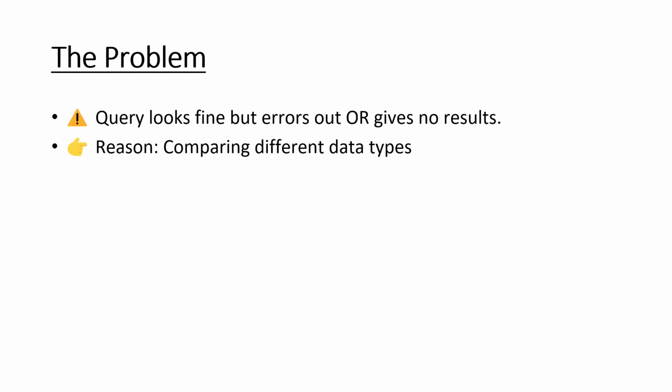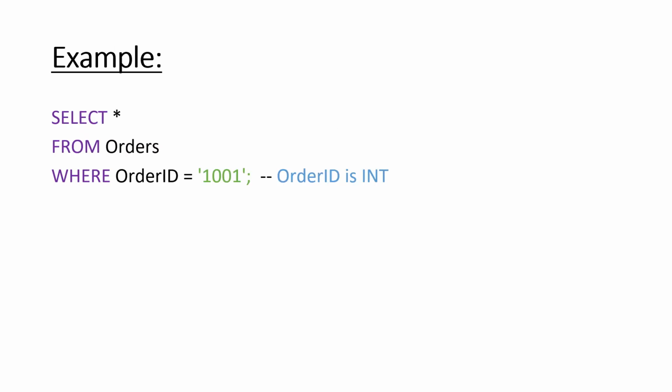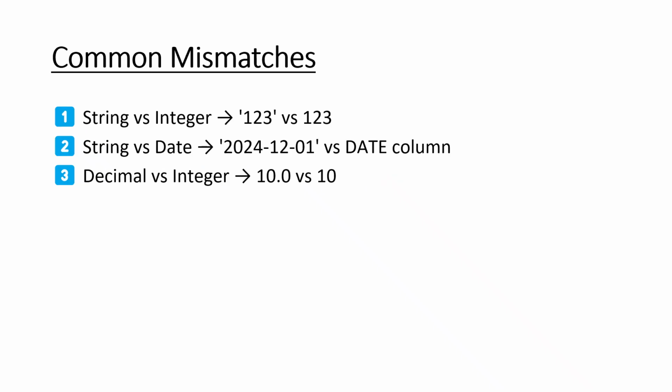Think of it like this: if one person is speaking in numbers and the other is speaking in text, they will never truly understand each other. That's what happens when you compare an integer column to a string value. SQL doesn't treat them as equal. You can see the example here. Each of these looks harmless, but in SQL they are enough to break your query or give unexpected results.